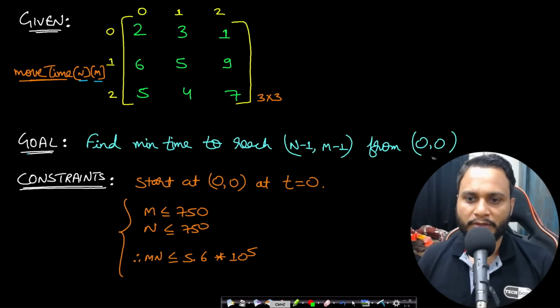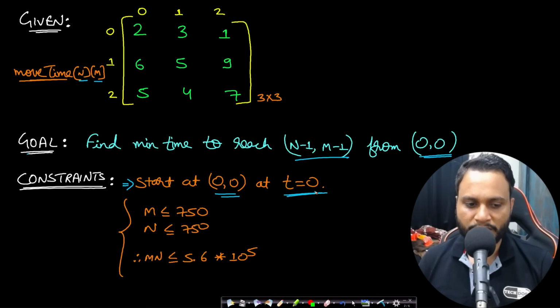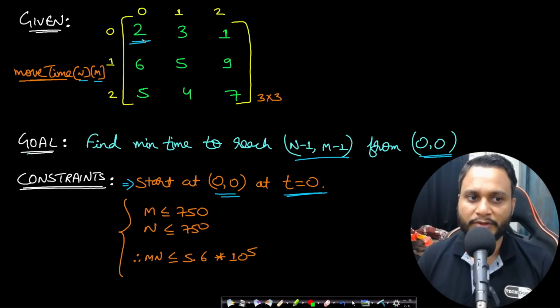That means you need to start at 0, 0 and reach n-1, m-1. As mentioned in the problem, when you start at 0, 0, you will always start at time t equals 0. Therefore, whatever value is written at 0, 0 becomes insignificant, right? It is not useful because you are not moving to 0, 0. You are already present there. You will now be moving out of 0, 0. So the number at 0, 0 has no meaning at all.